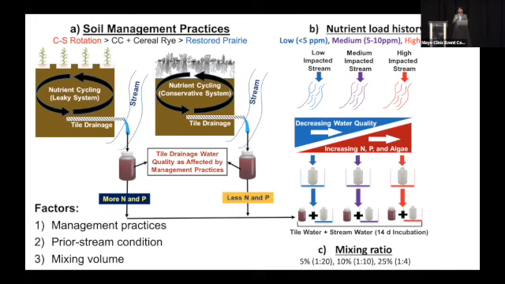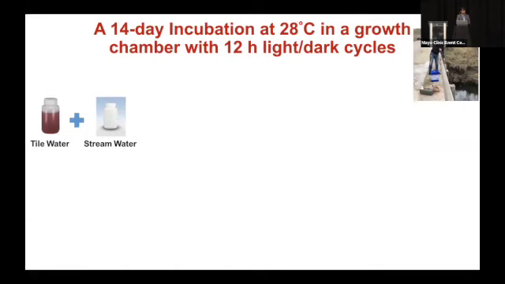And for the mixing ratio, we chose three different ratios. One was 5%, one was 10%, and one was 25%. Or in other words, like 1:20, where 1 part is your tile water and 20 parts would be your stream water. All right, so it was a 14-day incubation at about 28 degrees Celsius.